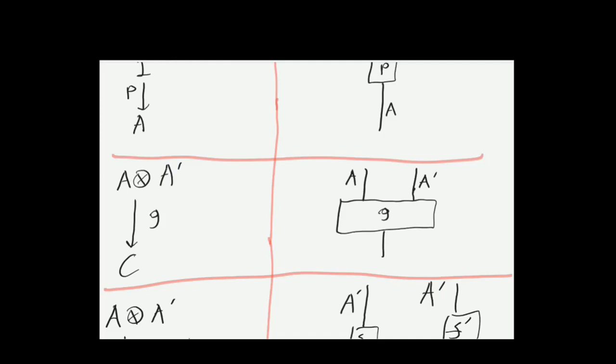So here we have this object A and this object A dash, and we can draw this in our picture by just putting these wires side by side. I mean, we could also draw the situation like this if we wanted. We could have a single wire for this object A times A dash, and then we could say G is an arrow from that to C. But this kind of picture is often preferred because we're breaking things up in a more atomic way.